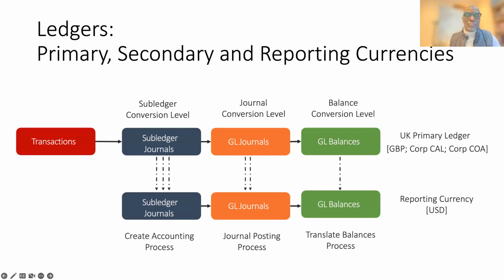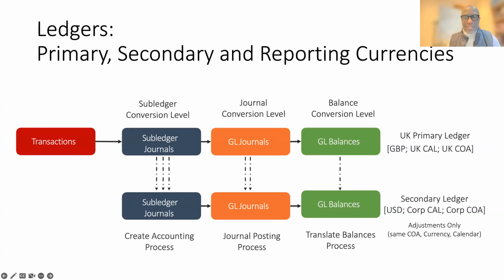Now, let me go back a step. Your reporting currency is mainly for reporting in another currency. So you may have a requirement to report at another currency level. Now, it's also possible for you to have another type of ledger, which is a secondary ledger, which is used mainly for things like IFRS reporting. So again, it's another reporting standard. You still have the same calendar, same chart of account structure, but the currency is different.